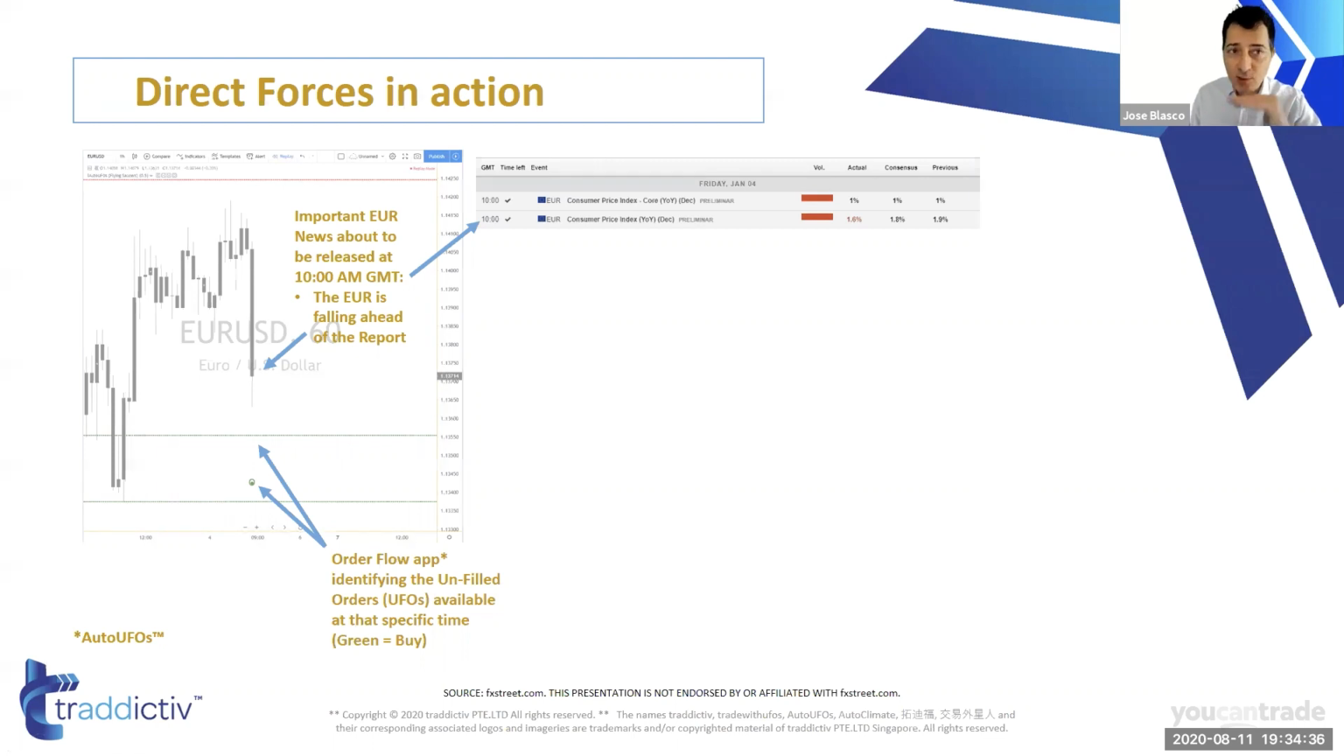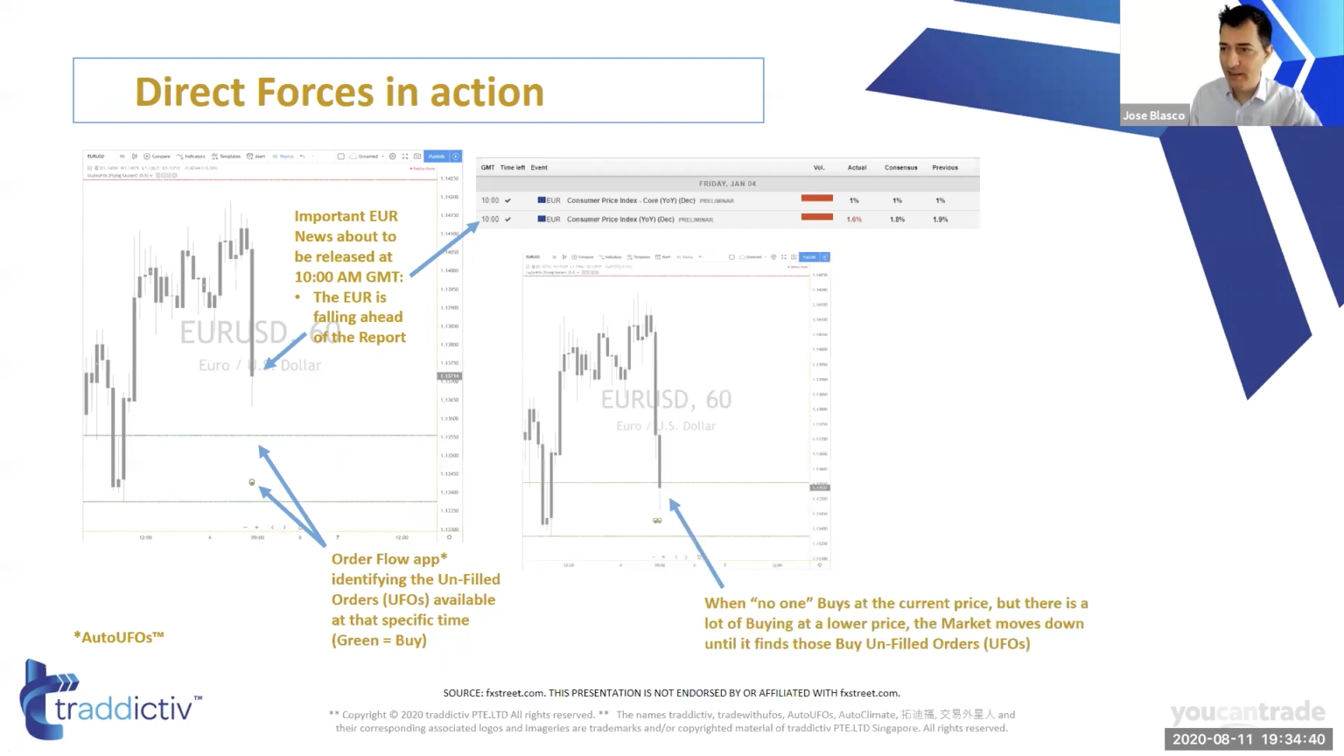Okay, so this is a surface level explanation of AutoUFOs. I'll get a bit deeper into that. Going back to the same chart we explored earlier, where we said, how can that be? The news was bad and the euro went up. Notice what just happened.